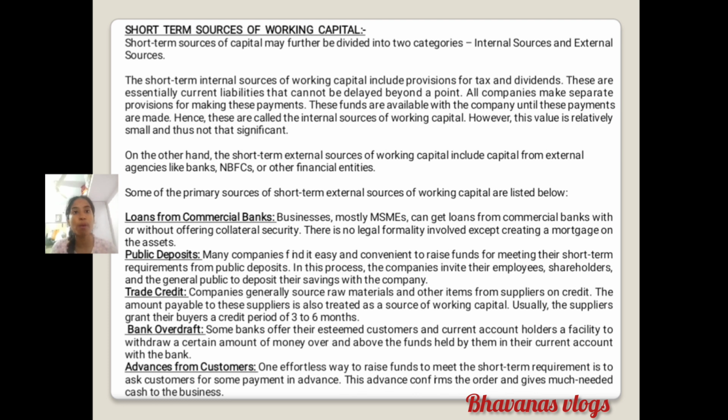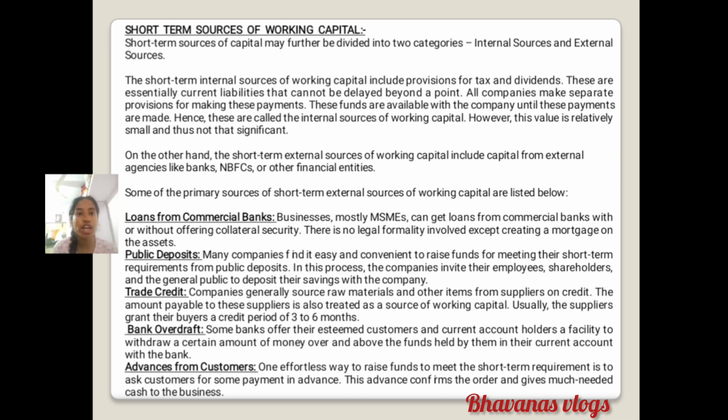Second point was public deposits. Many companies find it easy and convenient to raise funds from the public to meet their short-term requirements through public deposits. Like in the process, the company invites their employees, shareholders, or the general public to deposit their savings into the company through public deposits.